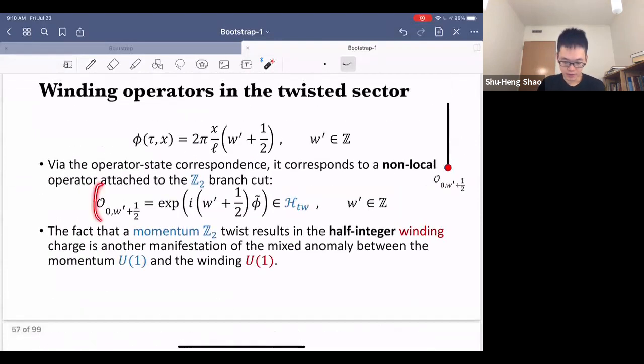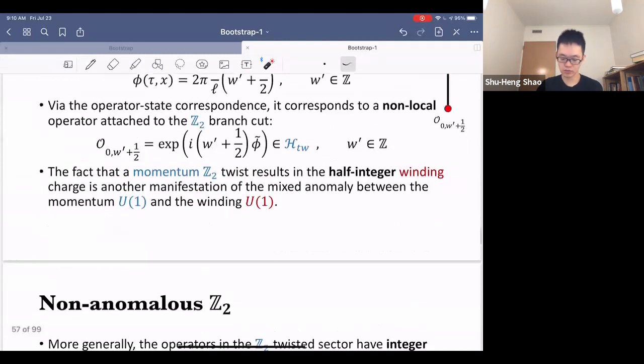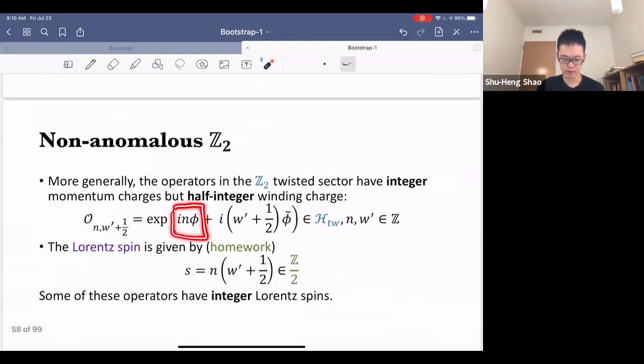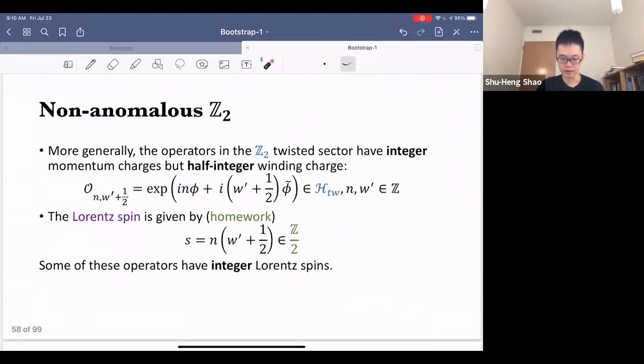So this is the operator we talk about. It's a non-local operator. It's attached to a Z2 branch cut. It has a half integral winding charge. And of course, you can always dress it with a local operator, an ordinary momentum operator. So the most general possible operator in the twisted sector by the Z2 momentum symmetry looks like this. It has integer momentum, but half integer winding.